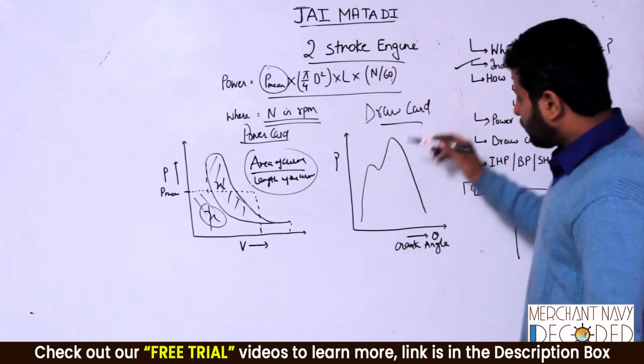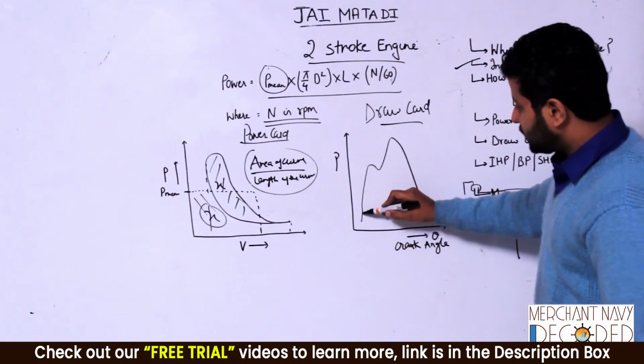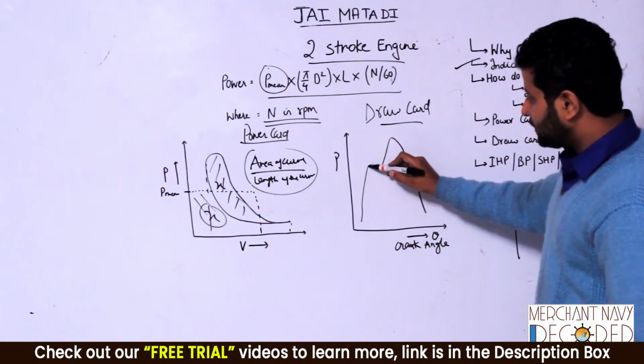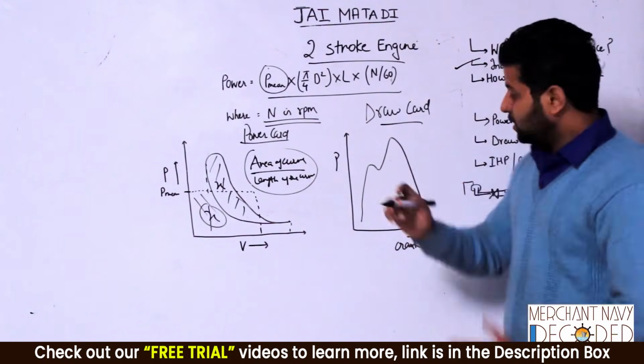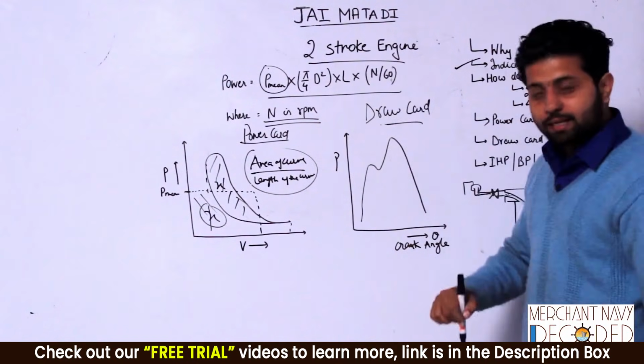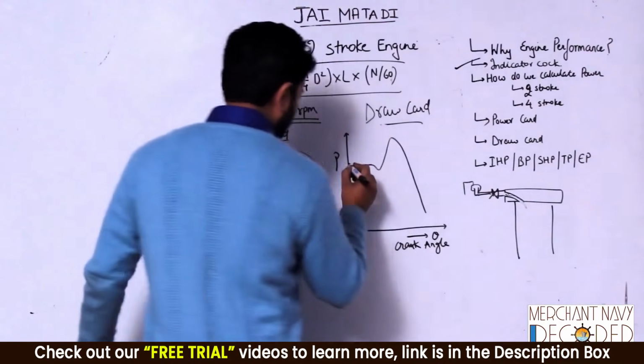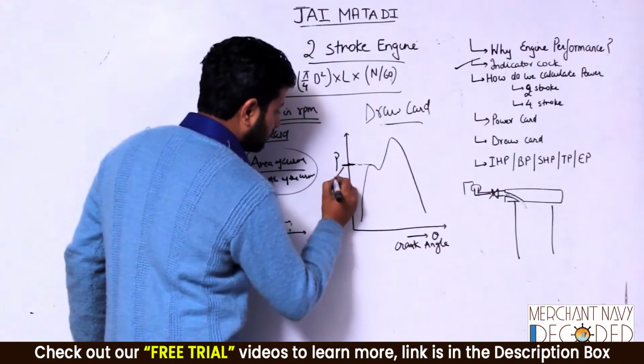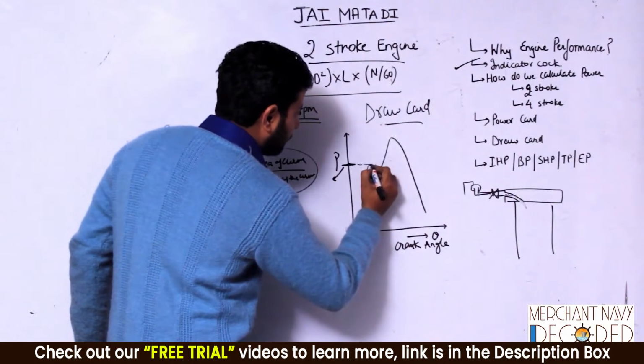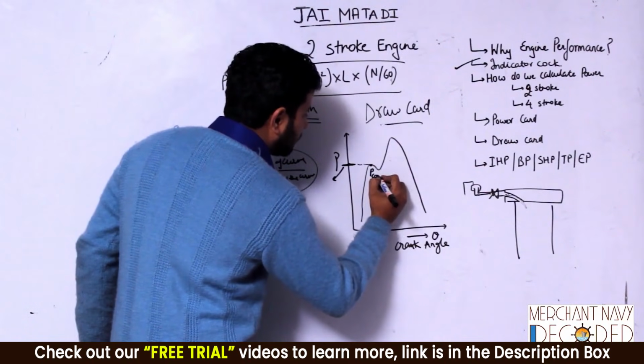Okay. So out here, see what is happening. The engine is going up, air is getting compressed. This is the maximum pressure that I get over here. This is called compression pressure. This is called P compression.